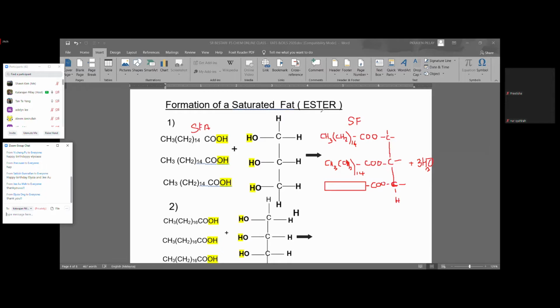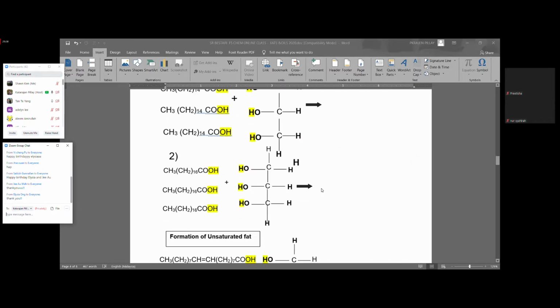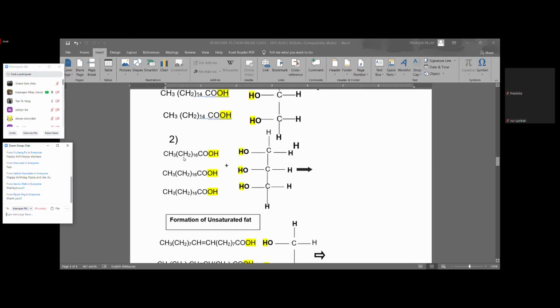For the next one, I'm not going to write it like this. I'm just going to draw a rectangle like that. The rectangle will represent the hydrocarbon. Okay, ready? All right, here we go for number 2. Again, just now it was 14. This is CH2, 16. Saturated. Put a note here: saturated fatty acid.